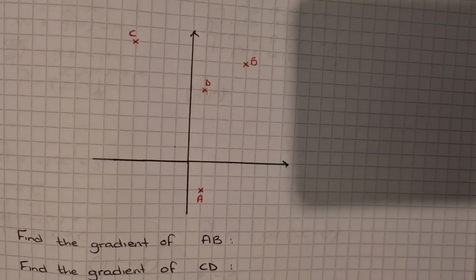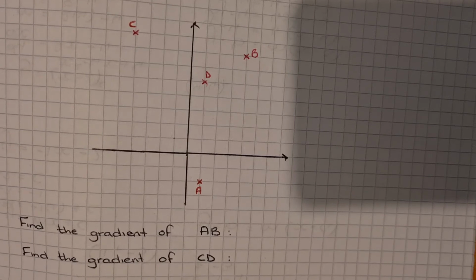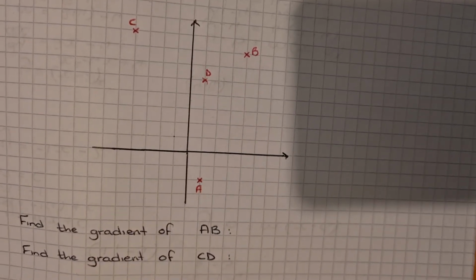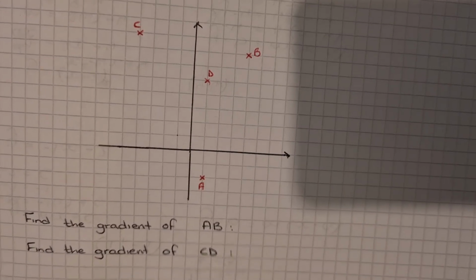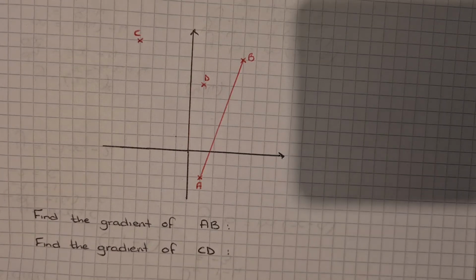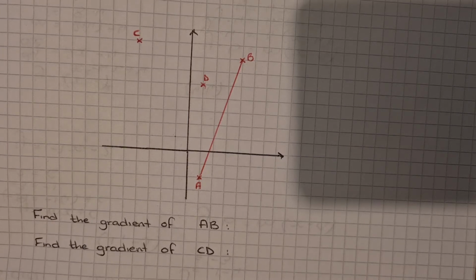Now, if you're asked to find the gradient between 2 points, so for example, on this coordinate grid, we've got 4 points, A, B, C, and D, and we've been asked to find the gradient of AB. What you would need to do is draw a line between A and B, and then once you've got your straight line, you can then create your right angle triangle.